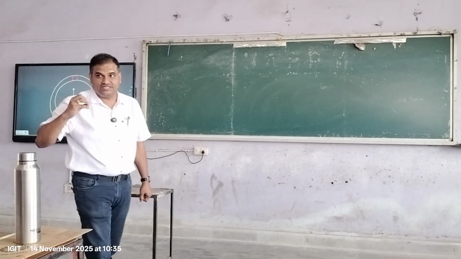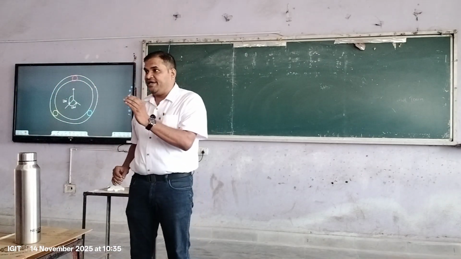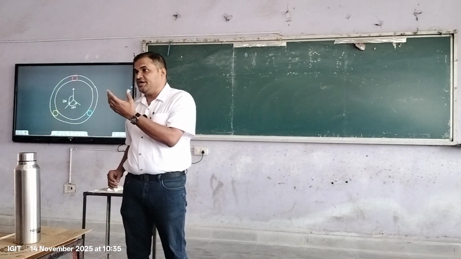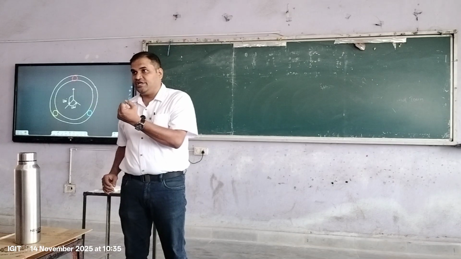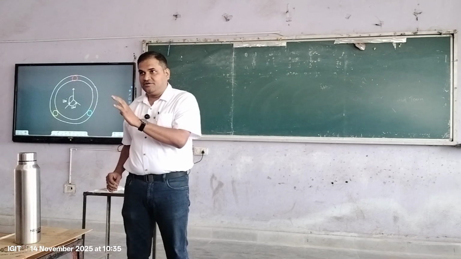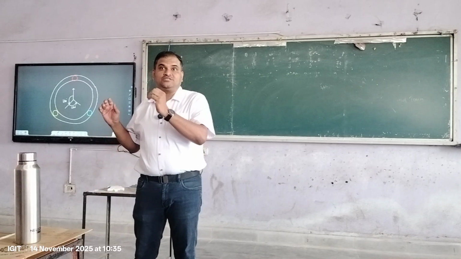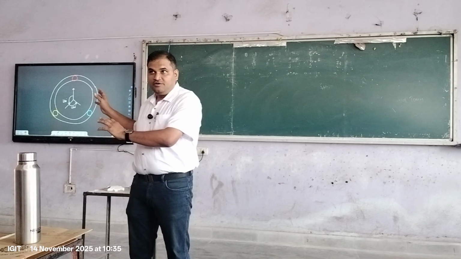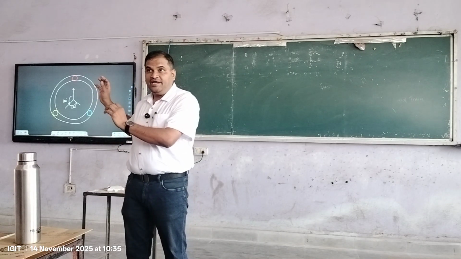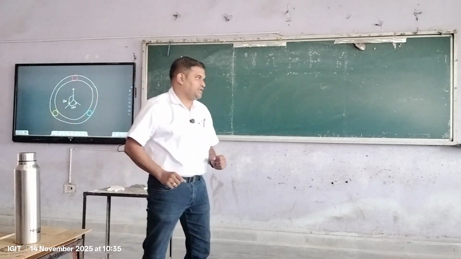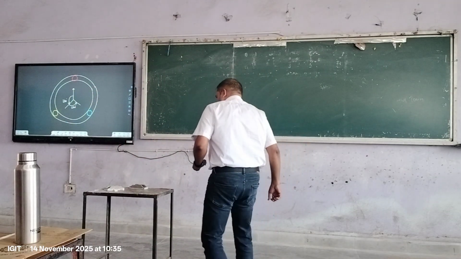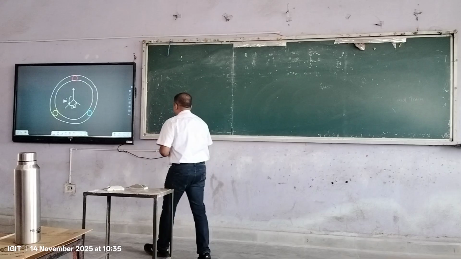They are placed in the inductor in space by an angle of how many degrees? 120 degrees. Right? And now we will give a three-phase supply to this induction motor. We will give which supply? Three-phase supply. Okay? So how will we give the three-phase supply?